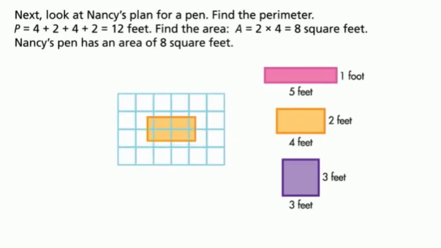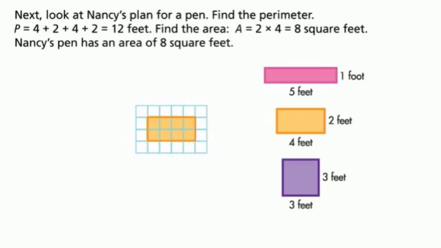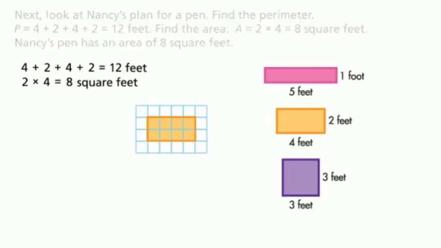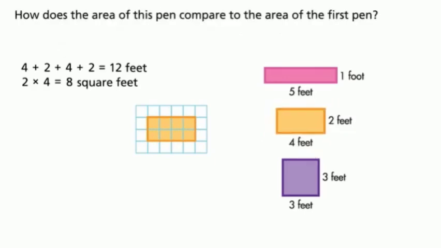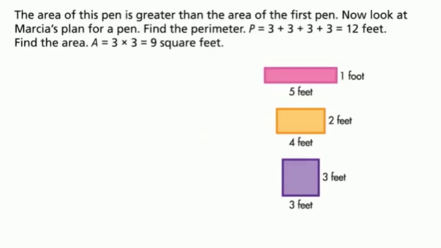Next, look at Nancy's plan for a pen. Find the perimeter. P equals 4 plus 2 plus 4 plus 2 equals 12 feet. Find the area. A equals 2 times 4 equals 8 square feet. Nancy's pen has an area of 8 square feet. How does the area of this pen compare to the area of the first pen? The area of this pen is greater than the area of the first pen.